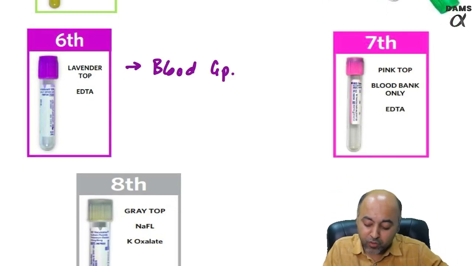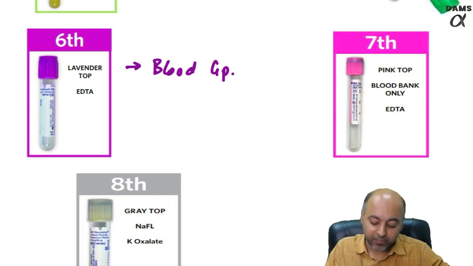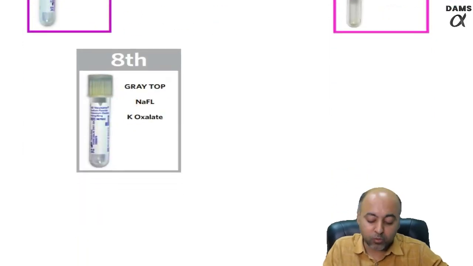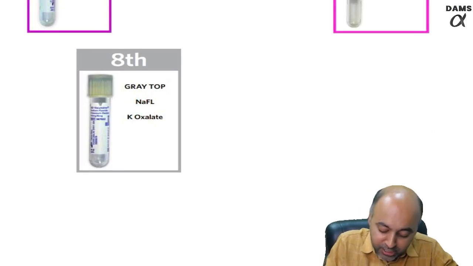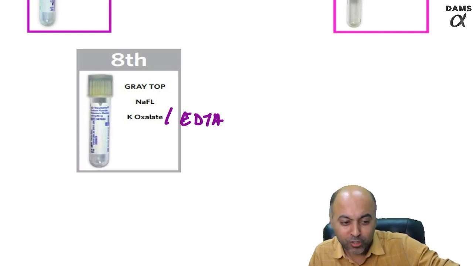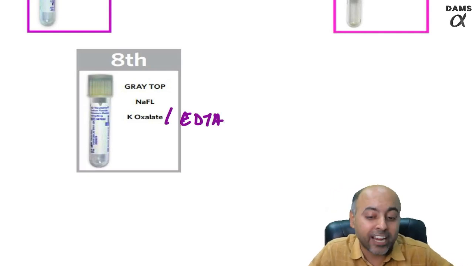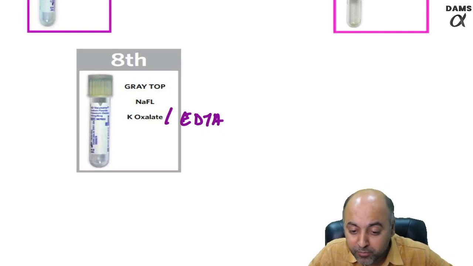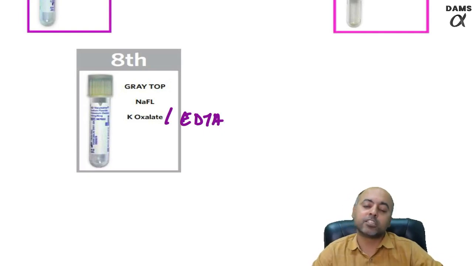They are exactly the same. The pink top vial only has a difference in the labeling. And the gray top vial for plasma glucose has sodium fluoride plus potassium oxalate or the EDTA. Please note, sodium fluoride plus a strong anticoagulant is required. Very good, Saurav Nagar. Please remember, yes, you're right.